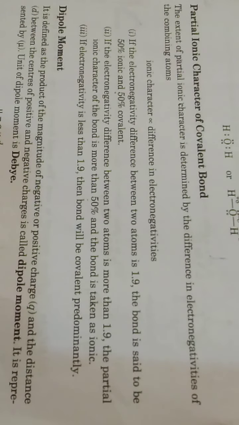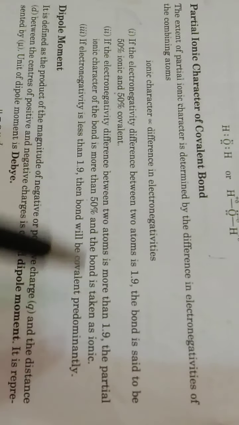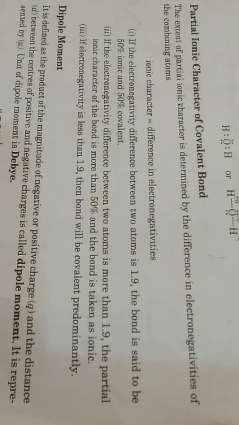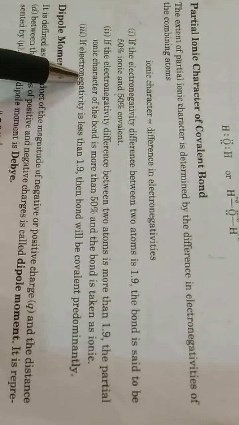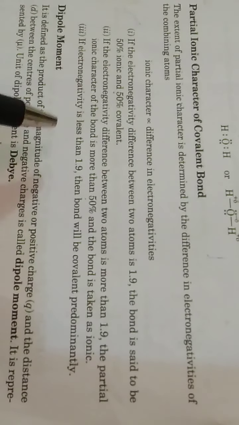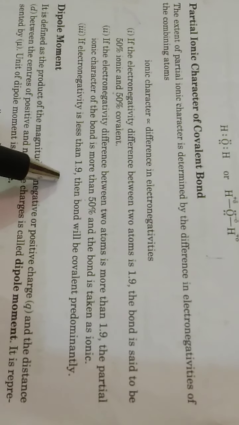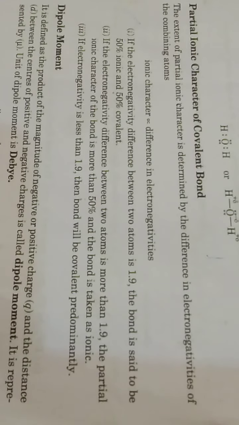If difference in electronegativity is 1.9, then the bond is 50% ionic and 50% covalent. In the same way, if electronegativity difference is more than 1.9 children, then it is ionic. And if electronegativity difference is less than 1.9, then the bond is covalent predominantly. So I just hope these two things are clear.